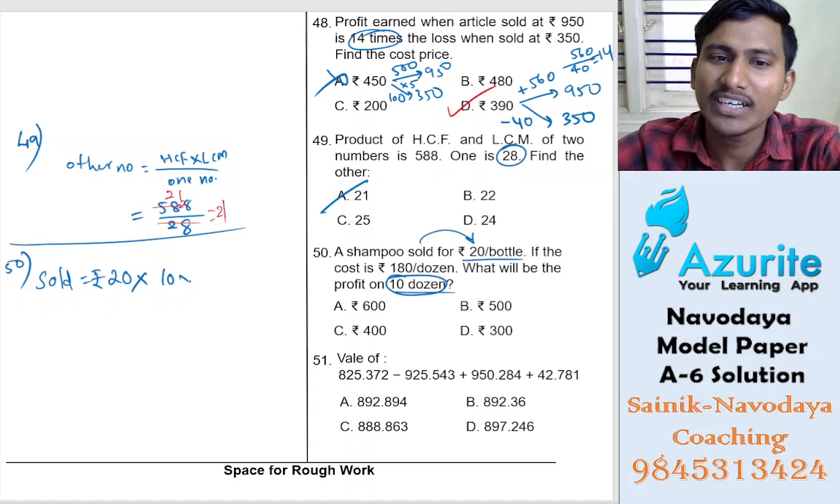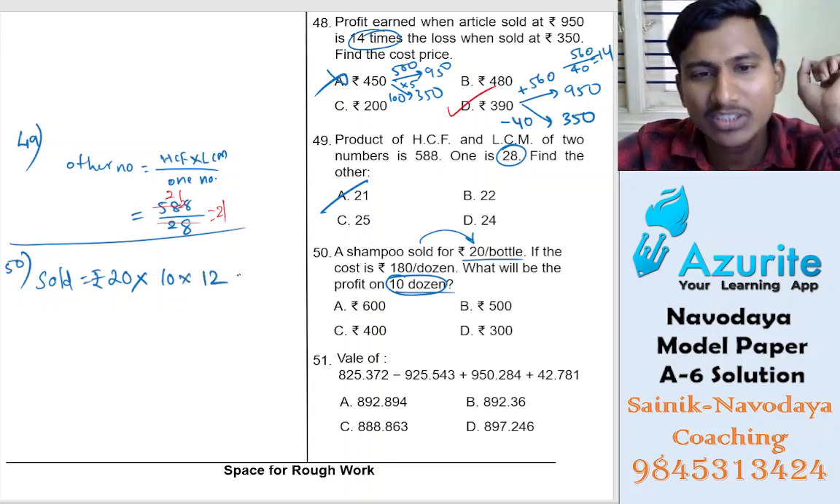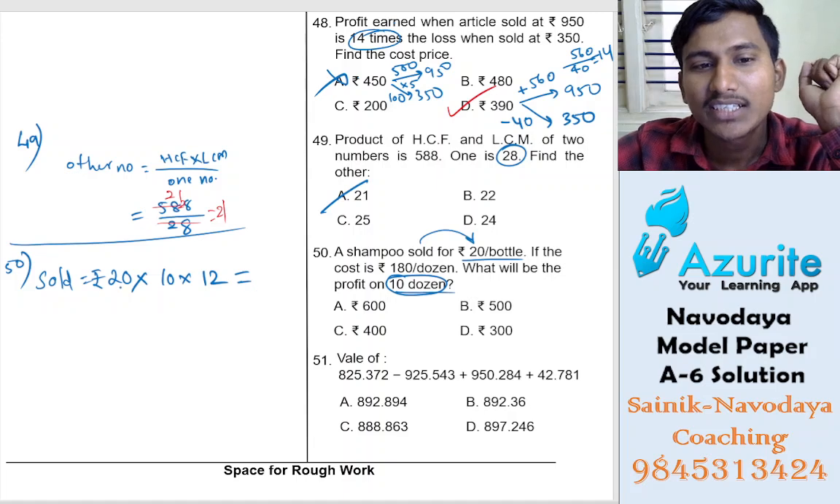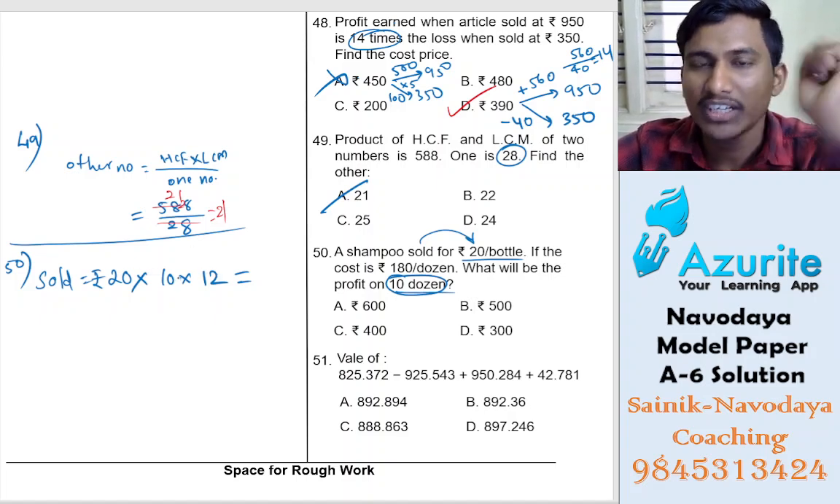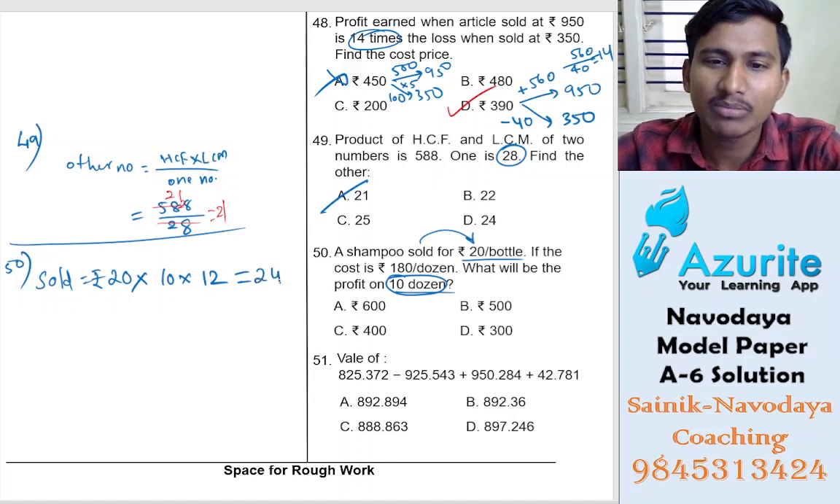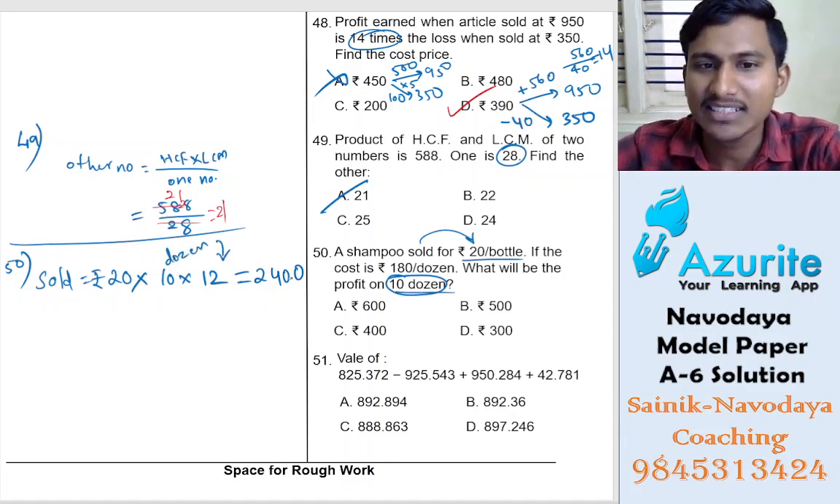120. That is, 1 dozen means 12. So total how much will it be? So 20 into 10 into 12. 20 tens are 200. 200 12s, 12 2s are 24. 2400 will be the answer. So that is 10 dozen. 1 dozen means 12. So that is why the selling price is that.